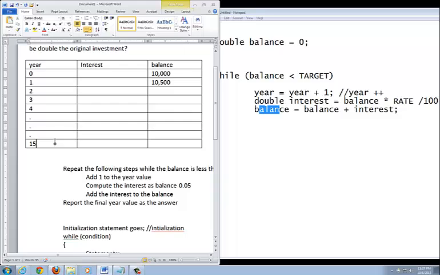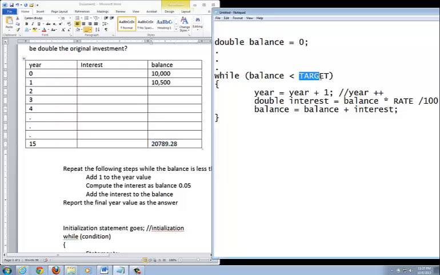All right. So if you plug in year 15, the balance is now becoming 20,789.28, which exceeds the 20,000 that is your target up here. That just exits out of your entire loop. So that's how you figure out the number of iterations.